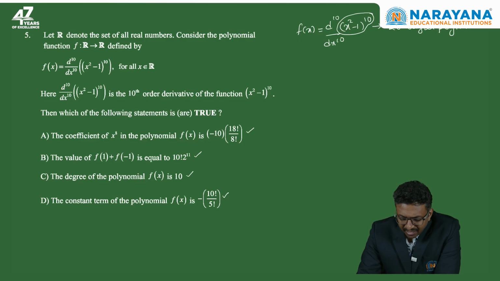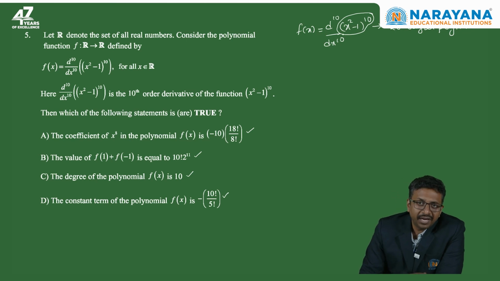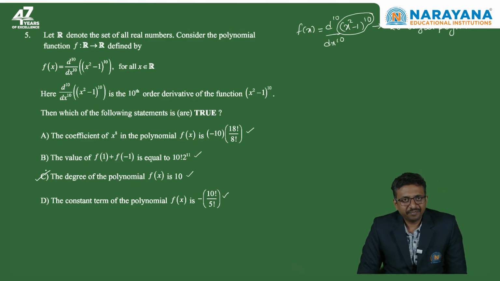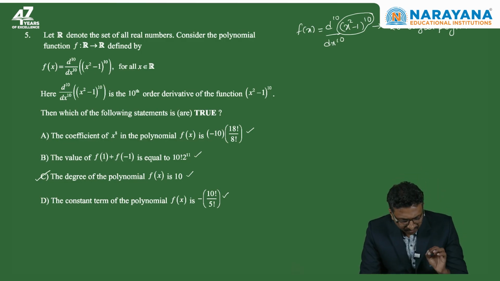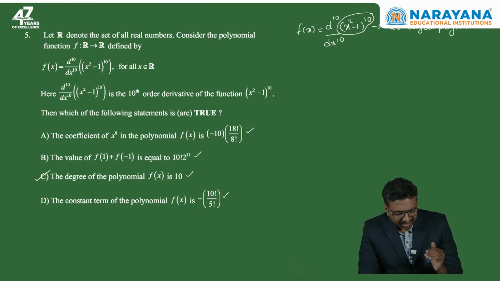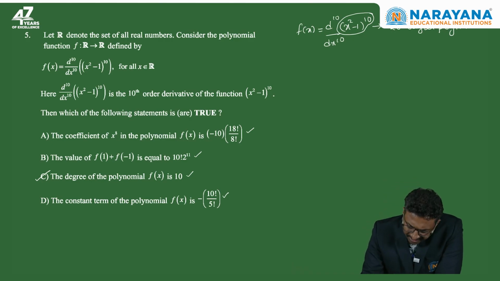From binomial expansion, if you expand it, you're going to get a 20th degree polynomial. And now if you differentiate it 10 times, obviously you're going to get a 10th degree polynomial. So option C is directly right. Now once we have observed C, A and B are about finding different coefficients, right? So now let us try to analyze this.